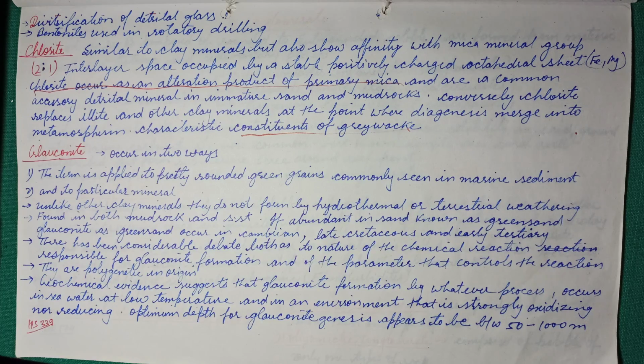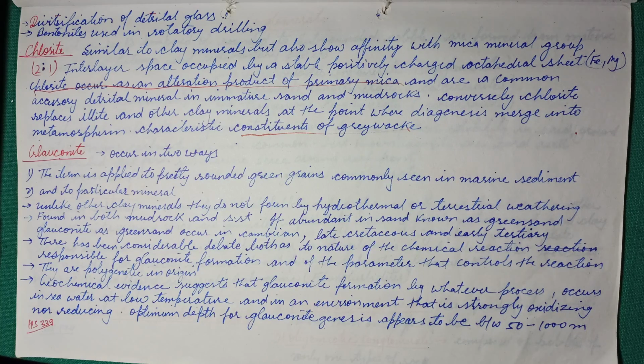Okay, mode of formation. There is a need to know that there is a different mode of formation of chlorite. It's not like all of them. The other one is glauconite. Glauconite has two modes of formation. Glauconite occurs in two ways.